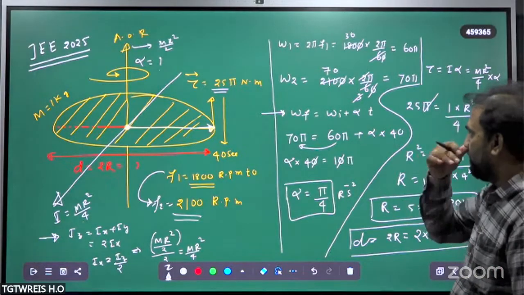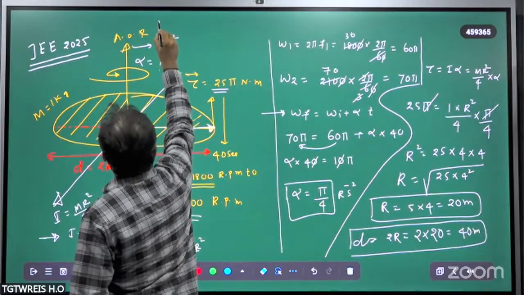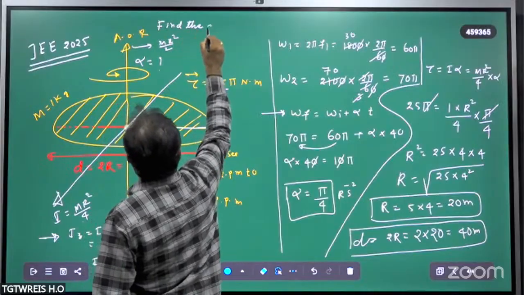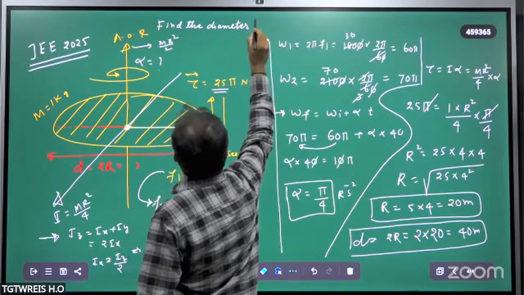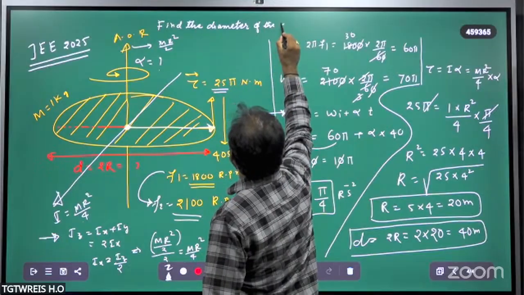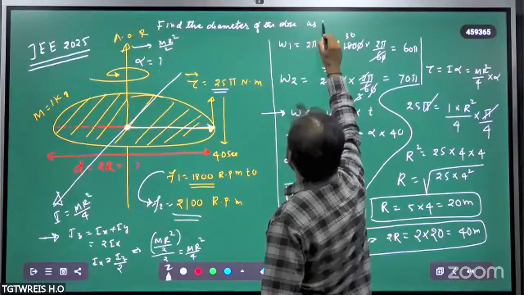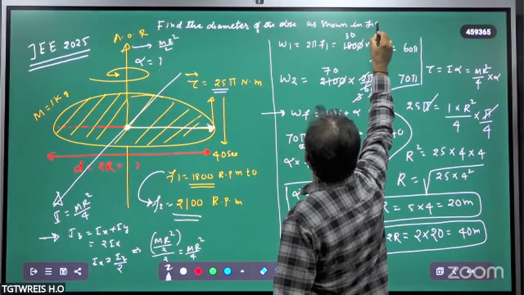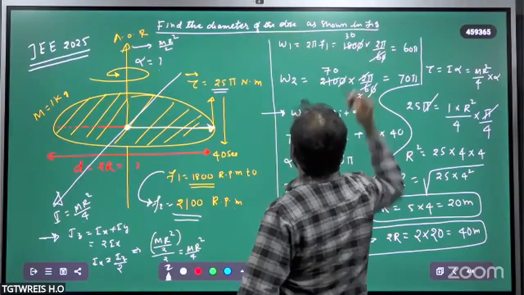Note: this is a JEE 2025 question. The question is: find the diameter of the disc, as shown in the figure. This was the question.